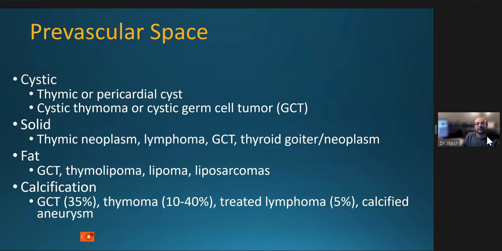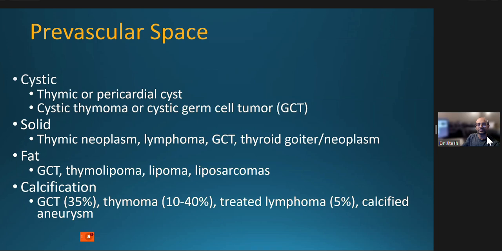So we're going to start with the basic classification of the tumors which occur in the prevascular mediastinum. So again, they could be either cystic or solid. Two common cysts which occur in the prevascular mediastinum are the thymic cyst and the pericardial cyst. And some of the tumors like thymoma or germ cell tumor can be predominantly cystic. And this is a situation where MR can be helpful.